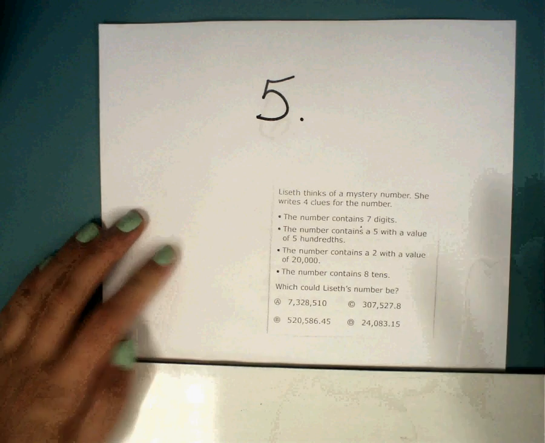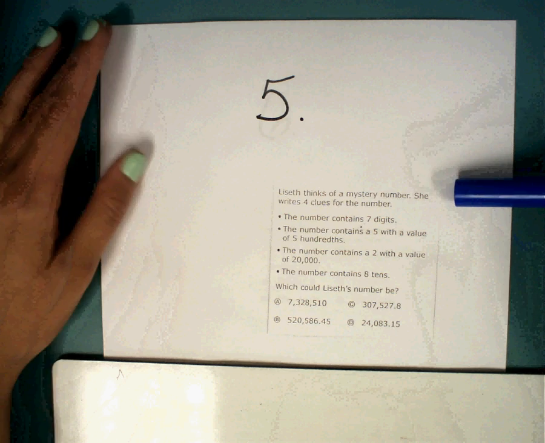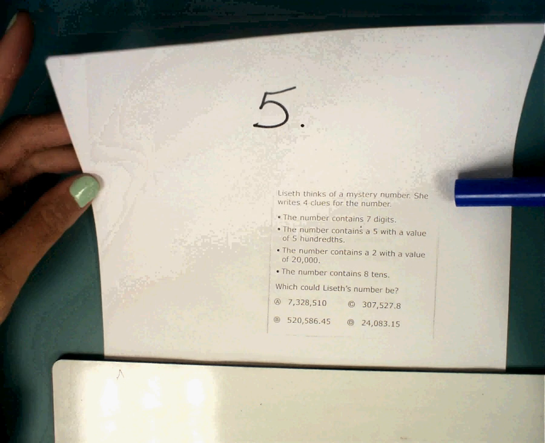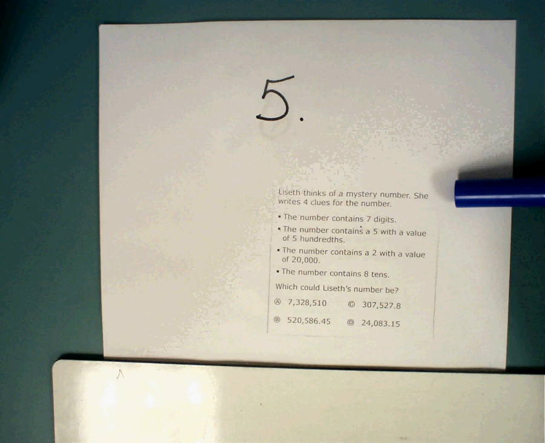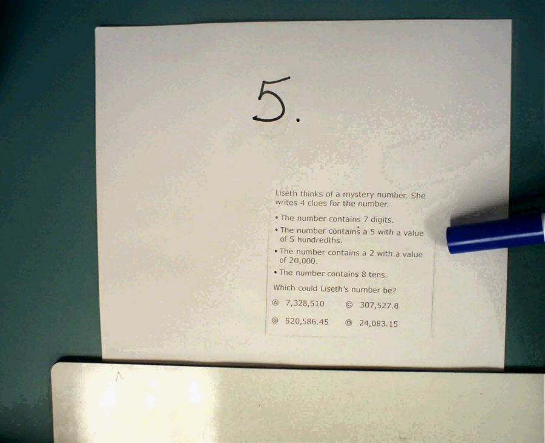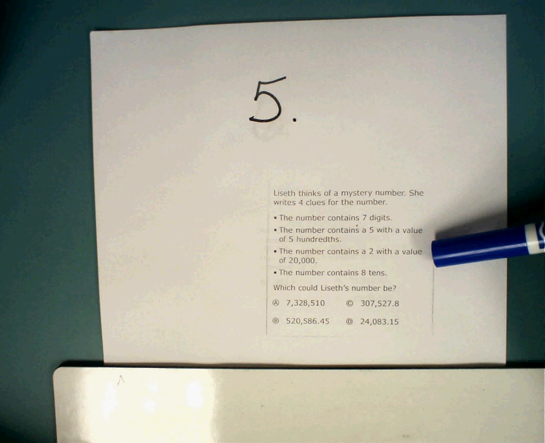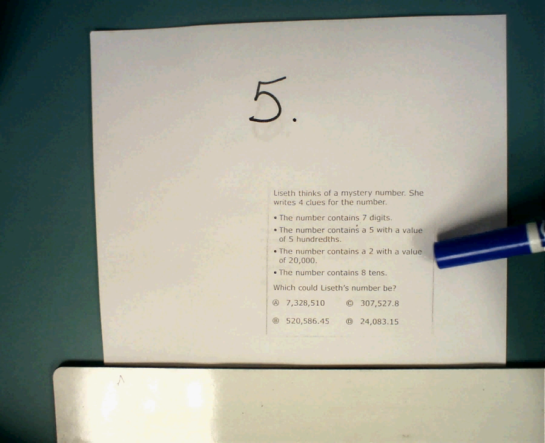Number 5. Lisette, that's an interesting name, thinks of a mystery number. She writes 4 clues for the number. The number contains 7 digits. The number contains a 5 with a value of 5 hundredths. The number contains a 2 with a value of 20,000. The number contains 8 tens.